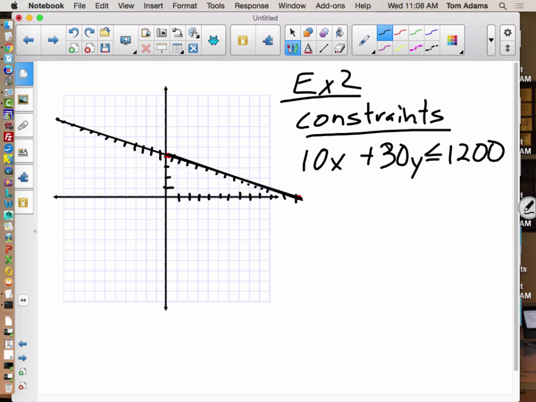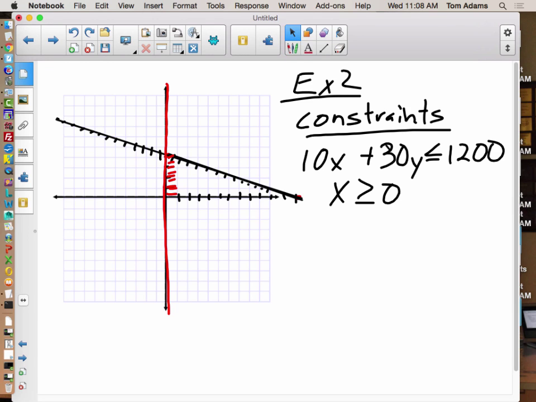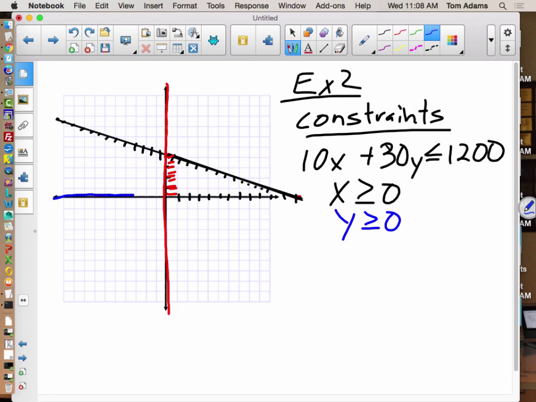Second constraint. I'm going to do x is greater than or equal to 0, which just means I'm going to come down here and go greater than 0, which is this side. All right, cool. Then I have another constraint, which is y is greater than or equal to 0. So that's going to go this way, above. So I'm already starting to home in on my feasible region.